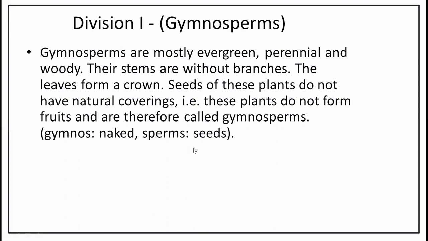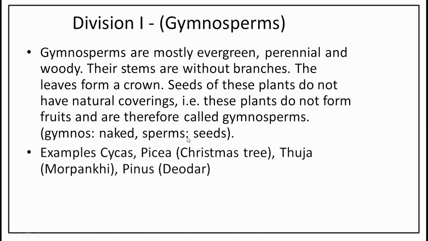The seeds of these plants do not have a natural covering. That is, they do not form a fruit, and therefore they are called gymnosperms. That means these plants have seeds visible to the naked eye. For example, cycas, Christmas tree, thuja, that is morpankhi.